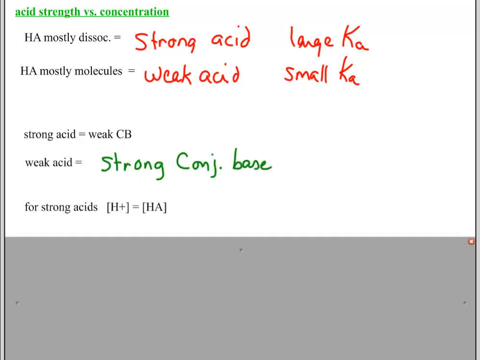In general, when I have strong acids, they're going to dissociate at 100%, so at equilibrium, my hydrogen ion concentration is going to be essentially equivalent to my original acid concentration. So the reaction goes way to the right. There's essentially no acid molecule left, and the concentration at equilibrium, again, of my hydrogen ion or my hydronium ion is essentially equal to my initial concentration of the acid itself.